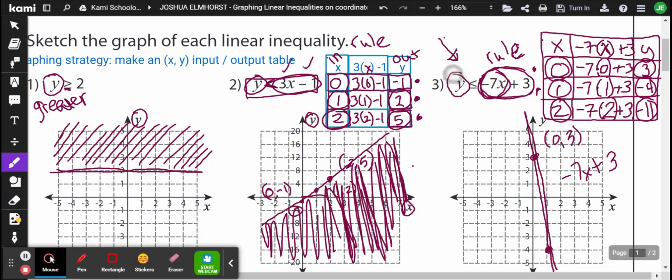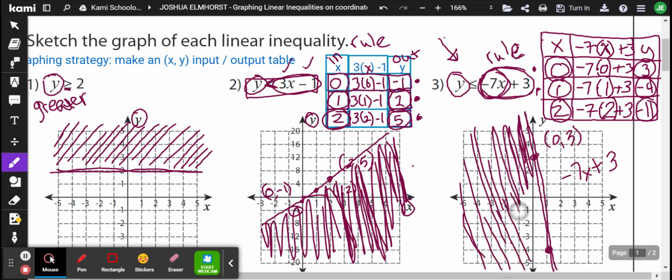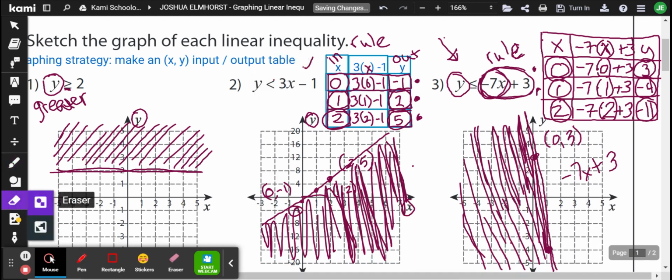And now y is less than or equal to. So the less than side is going to be on the left side over here. And I just noticed something. I need to go back and make a correction over here.